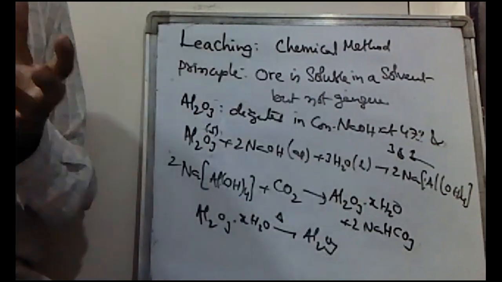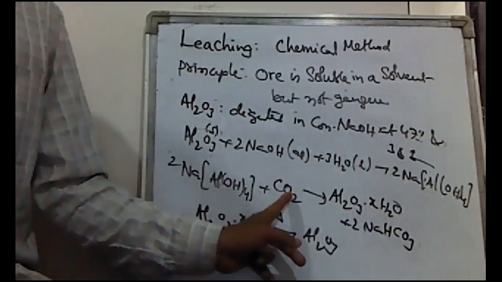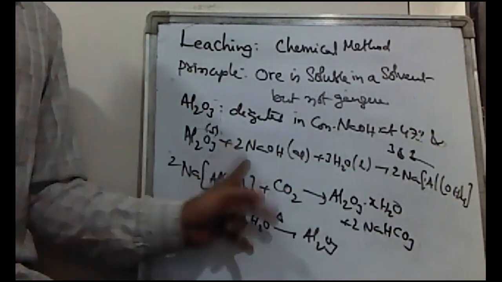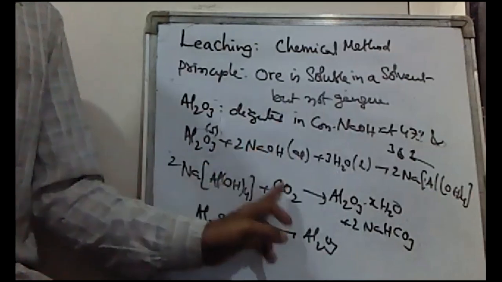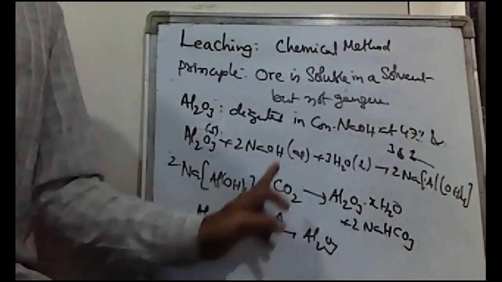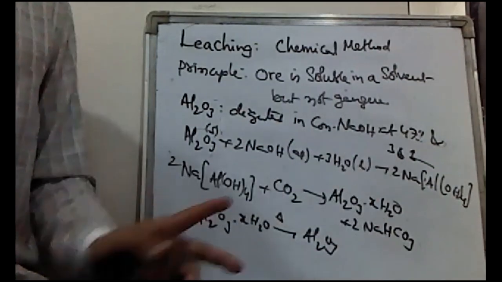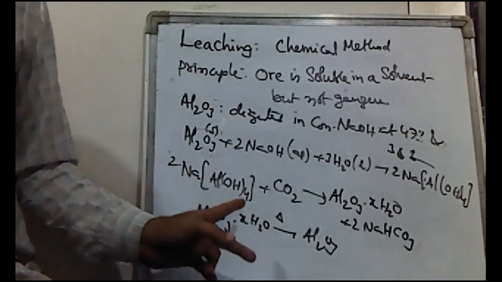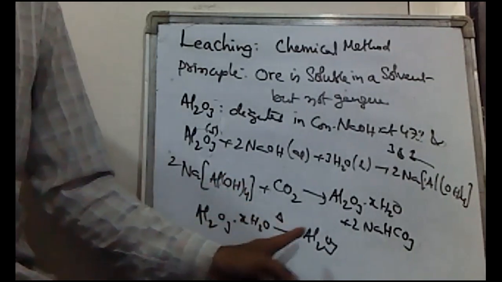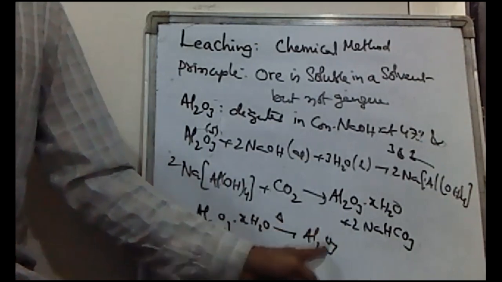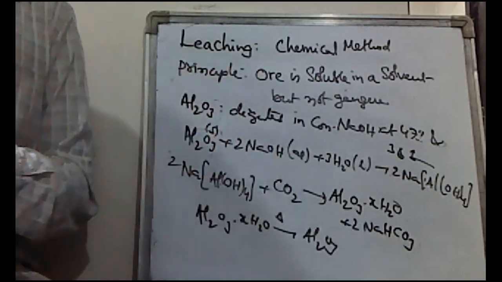The mixture is filtered, and the filtrate is further neutralized with carbon dioxide, as sodium aluminate is alkaline in nature. It is neutralized with carbon dioxide to get hydrated alumina. This hydrated alumina is heated at around 1400 Kelvin to get dry, or anhydrous, alumina.